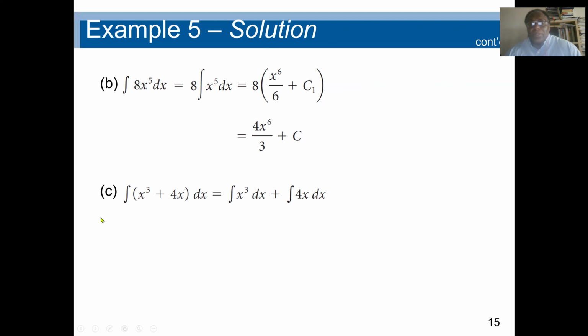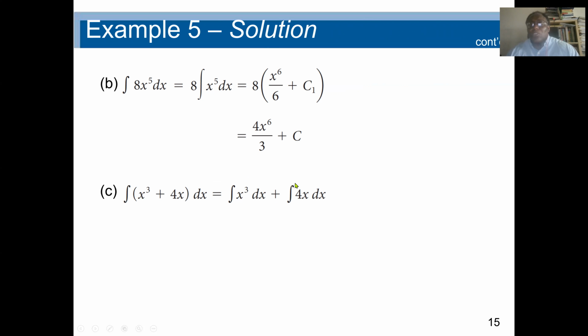Now with the next one, we have the integral of x cubed plus 4x dx. So we can separate it into two. We have the integral of x cubed dx plus the integral of 4x dx. Then we use the power rule for the first one, so we get x to the power 3 plus 1 divided by 3 plus 1.